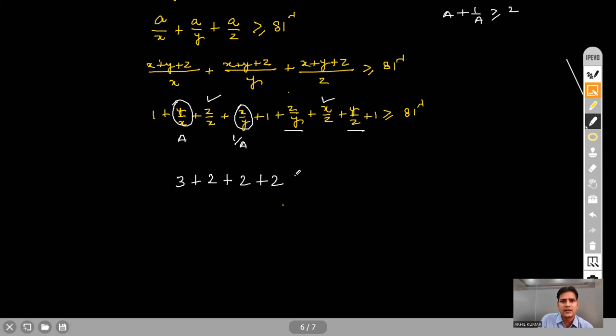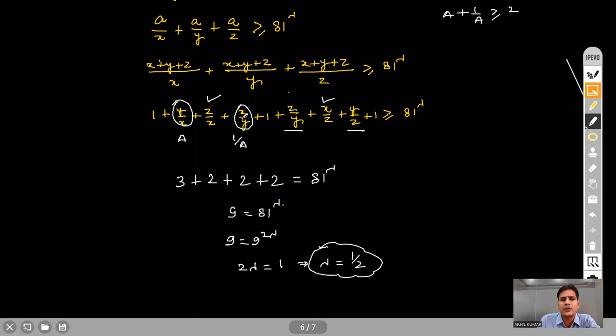So now we are taking the equality sign here, so I am equating this to 81 to the power lambda, because we have taken this 2 here, so the minimum value will be 2. So this 3 plus 2 plus 2 plus 2, this 9, is equal to 81 raised to power lambda. So what does it mean? 9 is equal to 9 raised to power 2 lambda. So 2 lambda will be equal to 1. From here we get lambda is equal to 1 by 2.